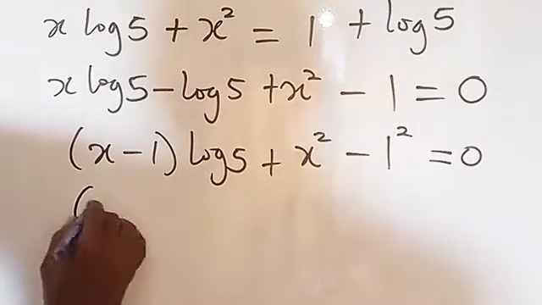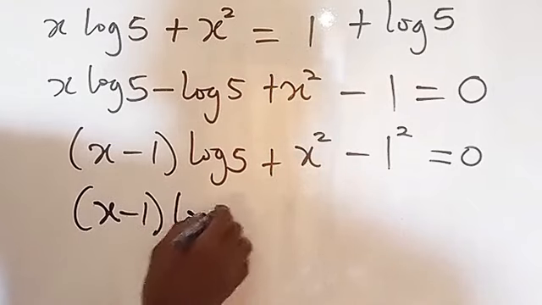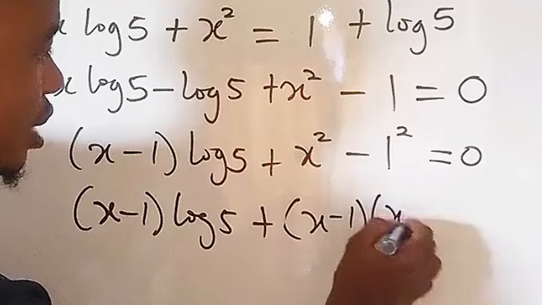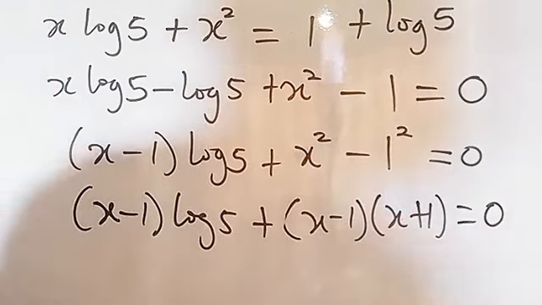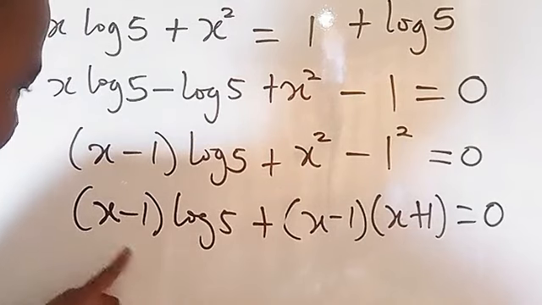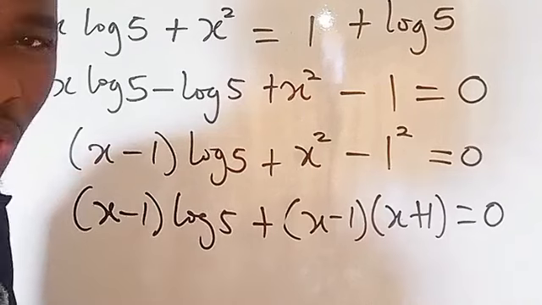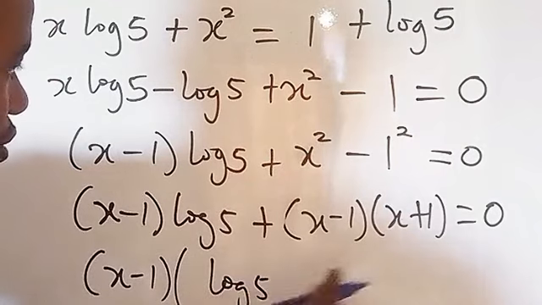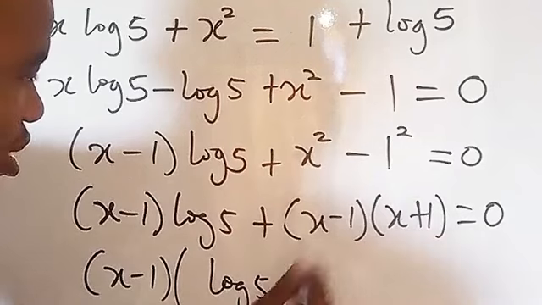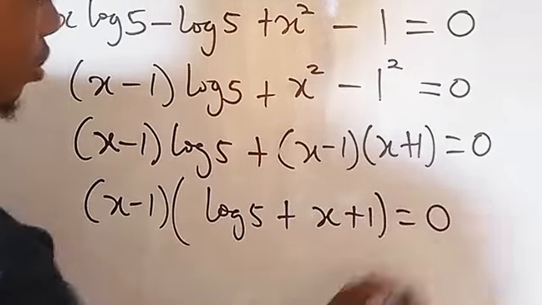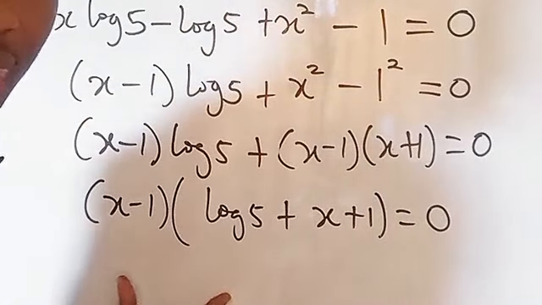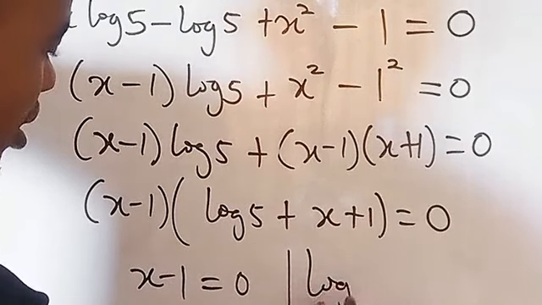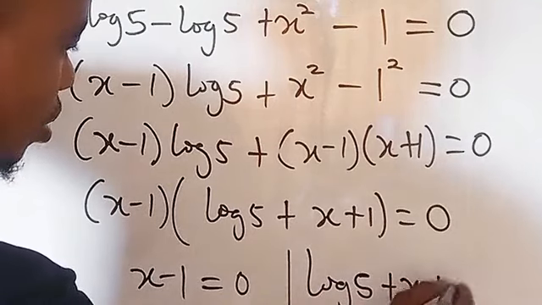So you can see here we have (x minus 1) log 5. Now here, this is like a difference of two squares. We can have this one as (x minus 1)(x plus 1) equals 0. Now we can see that we have x minus 1 here and x minus 1 here. It's common, so let's factorize x minus 1. Into brackets we have log 5. Here, x minus 1 has gone, and we are left with x plus 1 equals 0. So it's either x minus 1 is 0, or we have log 5 plus x plus 1 equals 0.